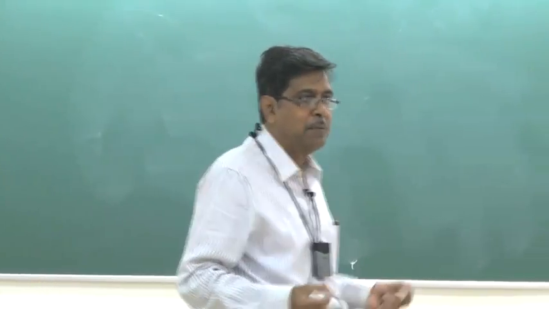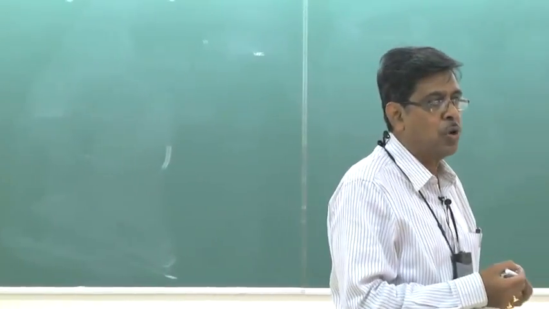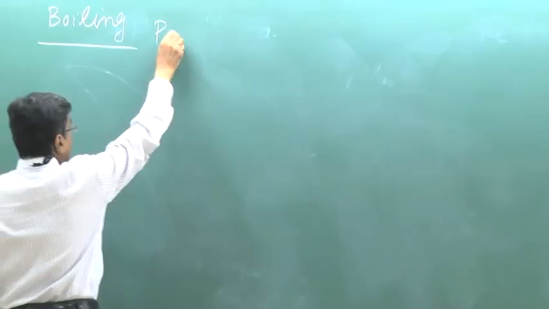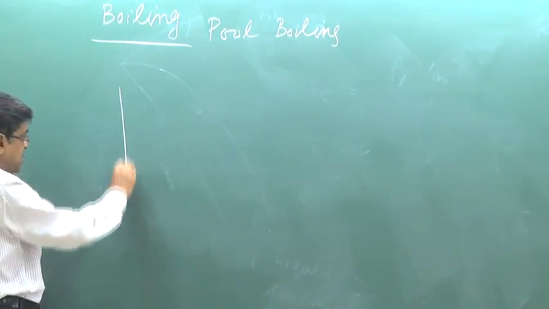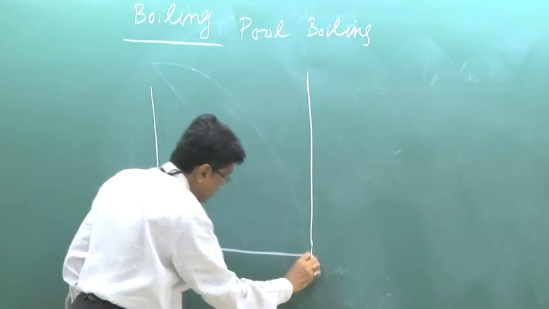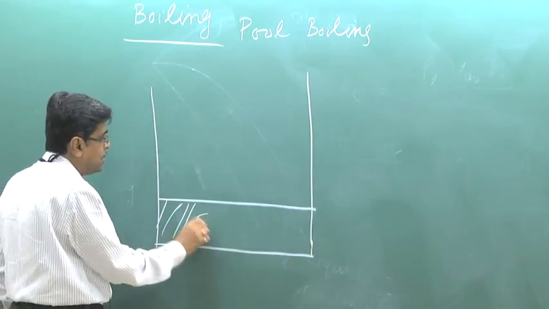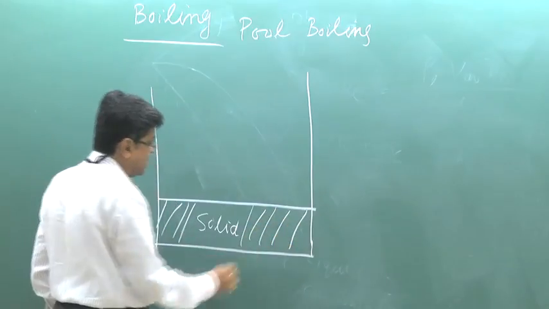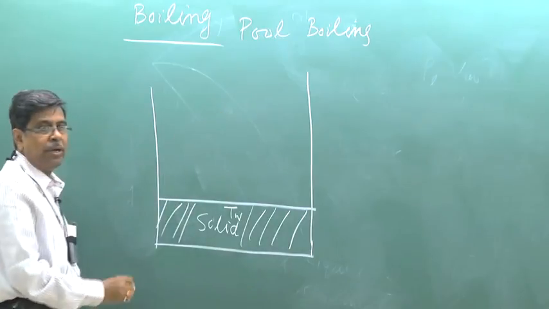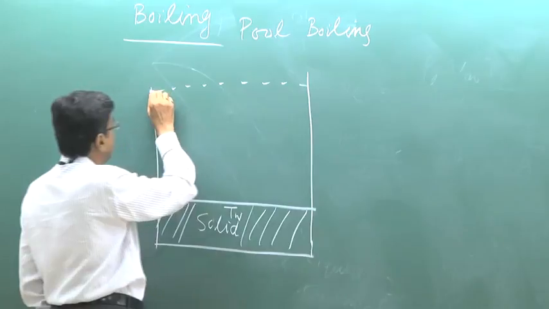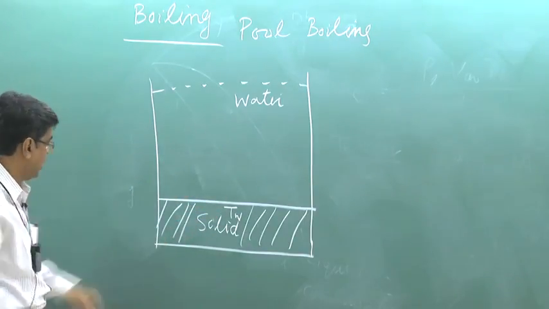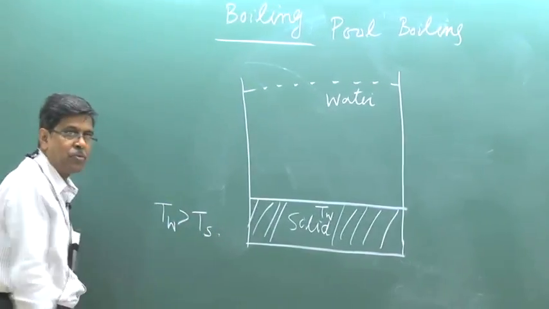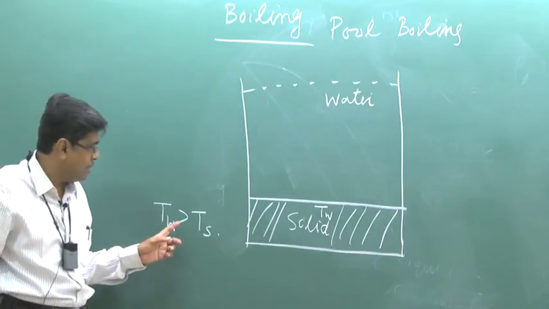Now this boiling is usually accomplished in practice by having a heating surface or source which is submerged in a pool of liquid, and that is known as pool boiling. To explain pool boiling, let us have a very simple figure like this. Let us consider a surface like this, and some solid which is the heat source whose temperature is TW, and this is liquid. Let us consider water for easy understanding, which has a free surface, at atmospheric pressure, so TW has to be greater than the saturation temperature. In atmospheric pressure water, saturation temperature is 100 degrees Celsius, and TW has to be more than that.